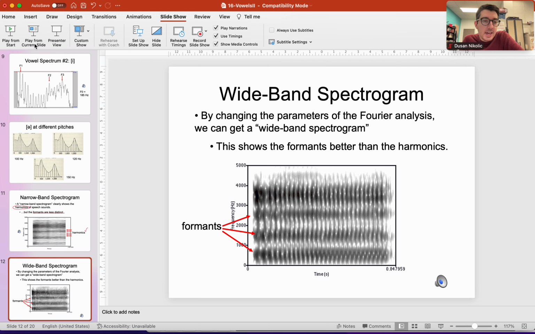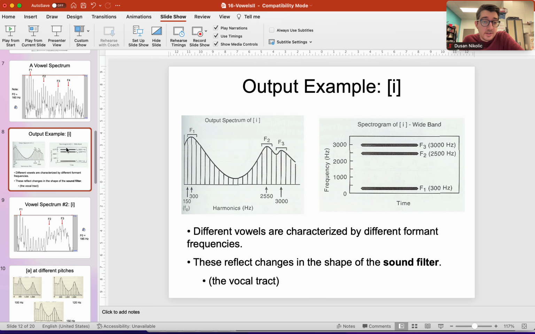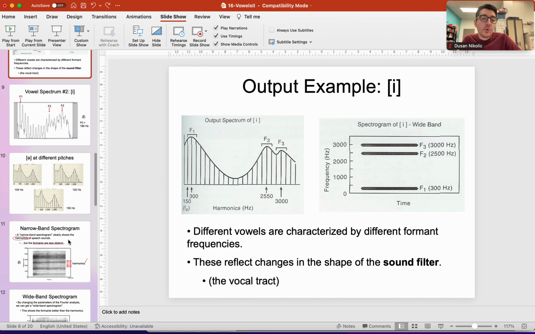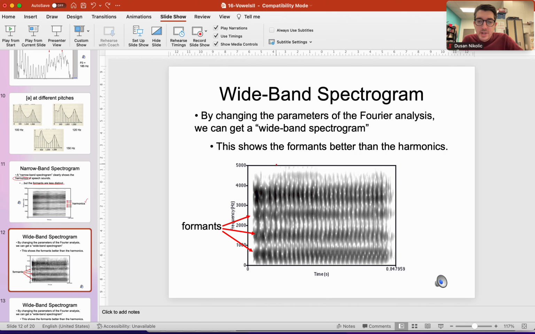And that's what I get when I take a look at this one, right? These ones, right? 325, 100. So a huge distance between these two, right? For E vowel. So wideband spectrogram shows formants better, but not harmonics.